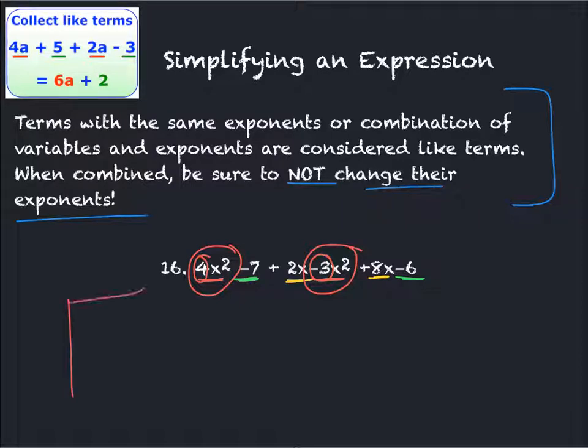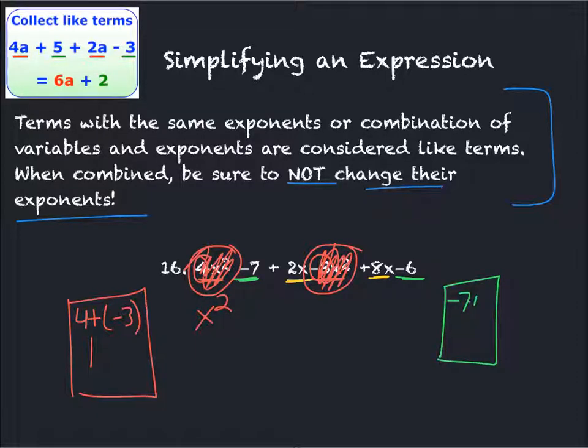So if we do that in this little red rectangle here, 4 plus negative 3 is 1. So this is just going to be 1x squared, or we could just write x squared. But again, we don't do anything to the variable or the exponent. We are done with the reds. Now, if we do the greens, those are just constants. That would be negative 7 minus 6. And I'll do that over here. Negative 7 plus a negative 6. Since we're adding integers that have the same sign, we would add them and keep the sign the same. So that's negative 13. So that's x squared minus 13. We're done with the greens.